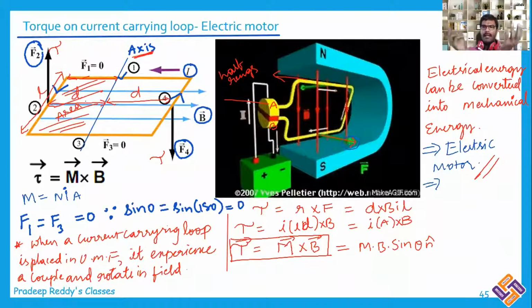You take a magnet, and in that magnet you take some coil, and you provide some current to that coil, and that coil will rotate in the external magnetic field. That's how electrical energy gets converted into mechanical energy. This is the torque acting on a current carrying loop and the working principle of an electric motor.